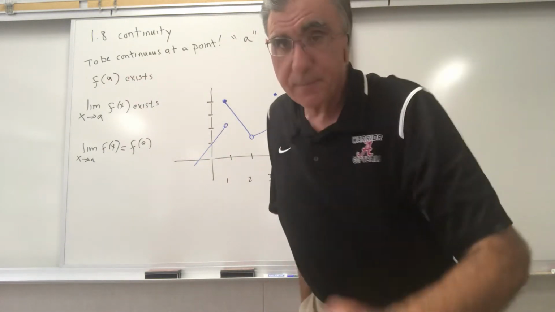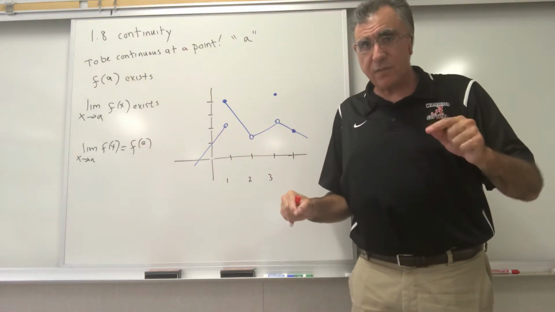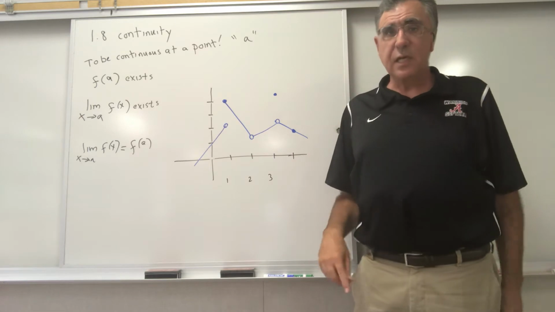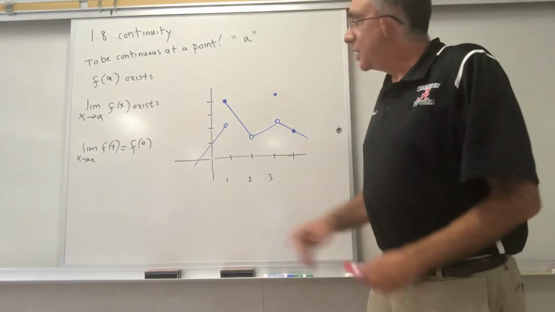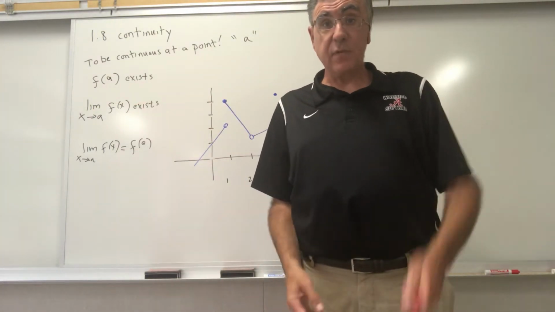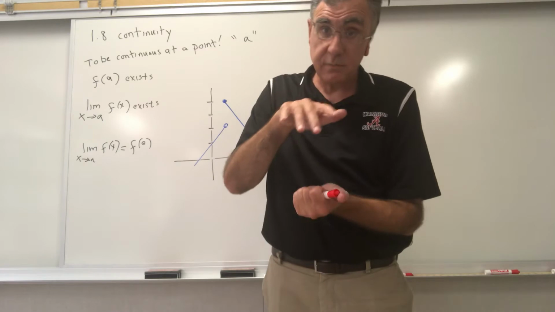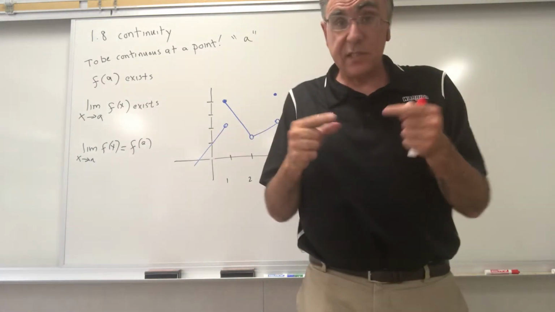Three things. Philosophically, three things must happen for a function to be continuous at a point. There must be a function value. It's got to have a function value. In other words, you put something in, something's got to come out. It has to have a limit. And that's the new idea we've been working on. It's got to have a limit.